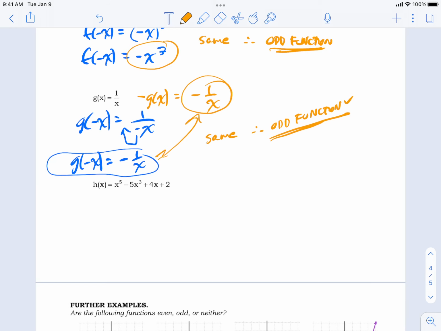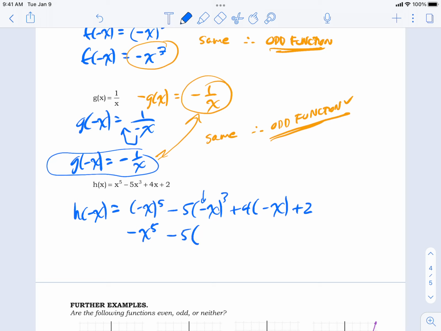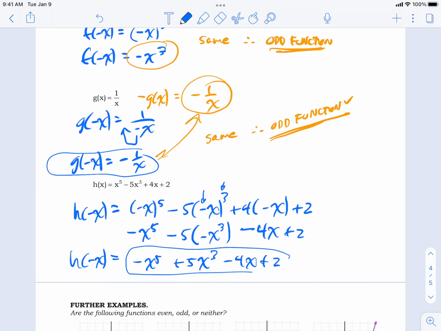And maybe one more of these. If I plug in a negative x, what am I going to get? I'm going to have a negative x to the fifth power minus 5 times a negative x cubed, plus 4 times a negative x, plus a 2. So a negative x to the fifth is the same as negative x to the fifth. This is minus 5 times, and when you take a negative and cube it, it's negative. And then this is going to be a negative 4x. This is a plus 2. And so what we end up with here is negative x to the fifth, plus 5x cubed, minus 4x, plus 2. So this is our h of negative x.